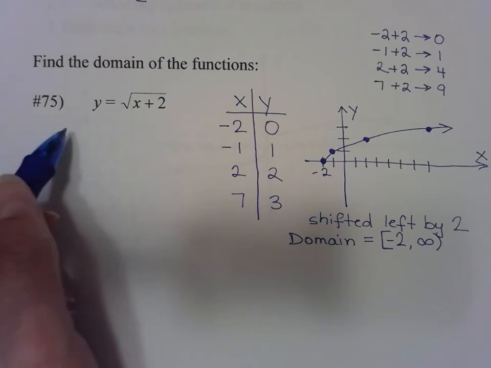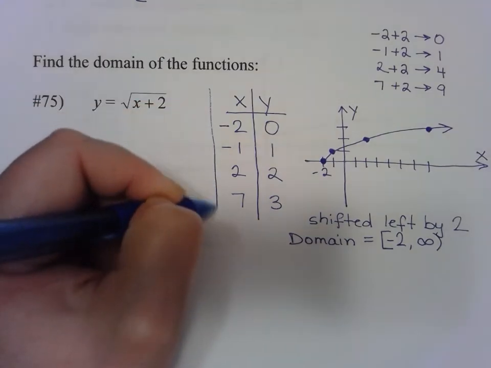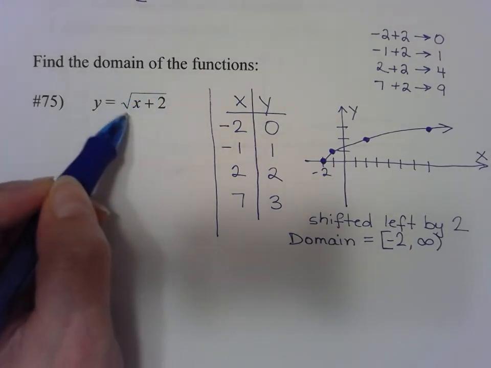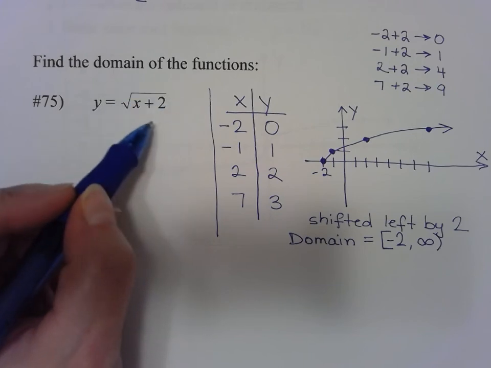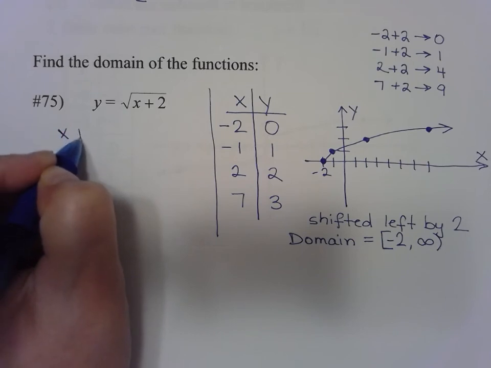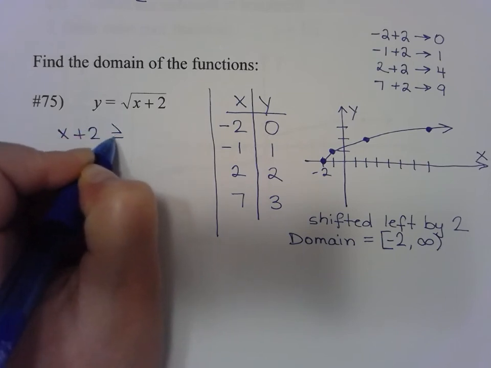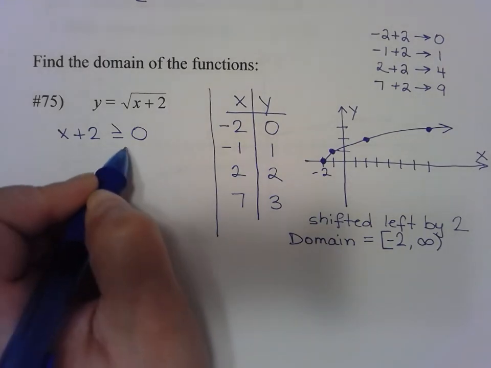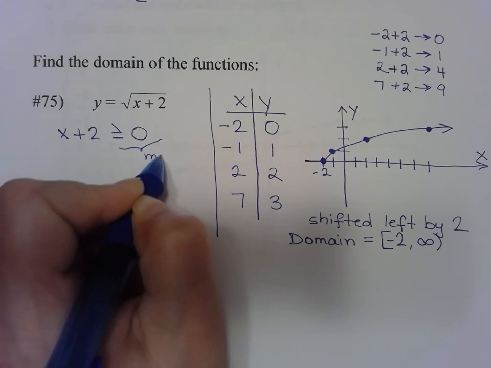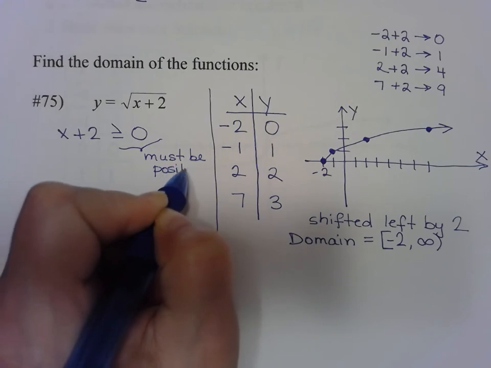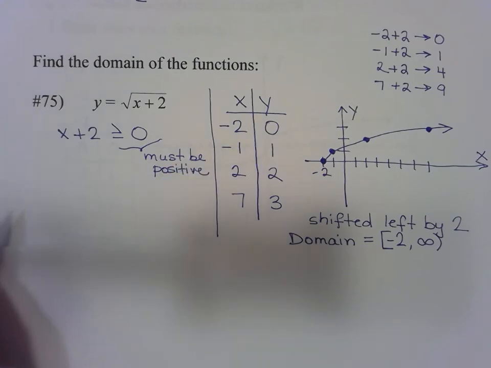All right, another way to do it without the graph is to focus more on the fact that the argument of a square root must be positive. Right? I have to have something positive here in order to be able to take the square root. And so if I wanted to write that in symbols, I would say that the x plus 2, the argument, must be positive. And we write positive means 0 or bigger, right? So it must be greater than or equal to 0.